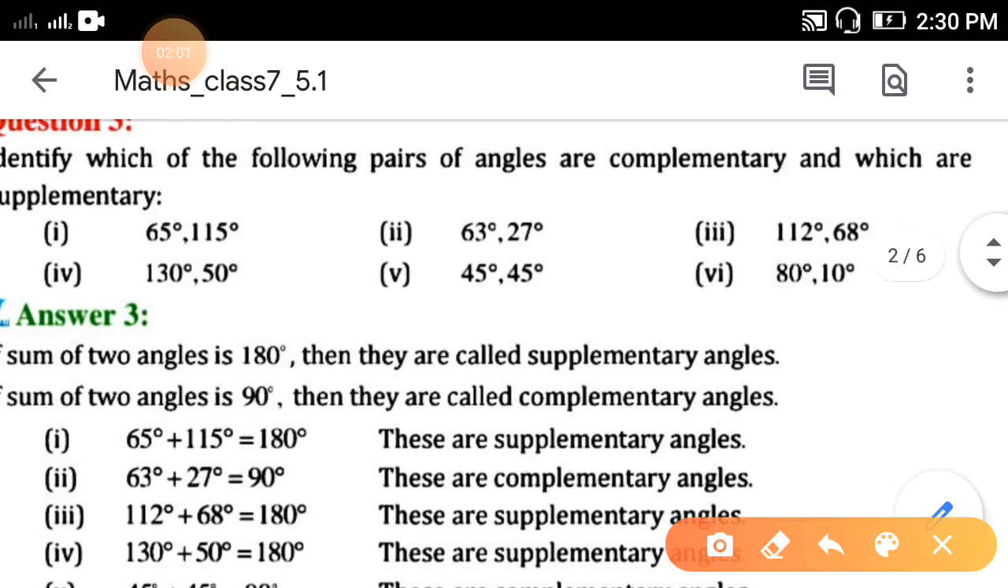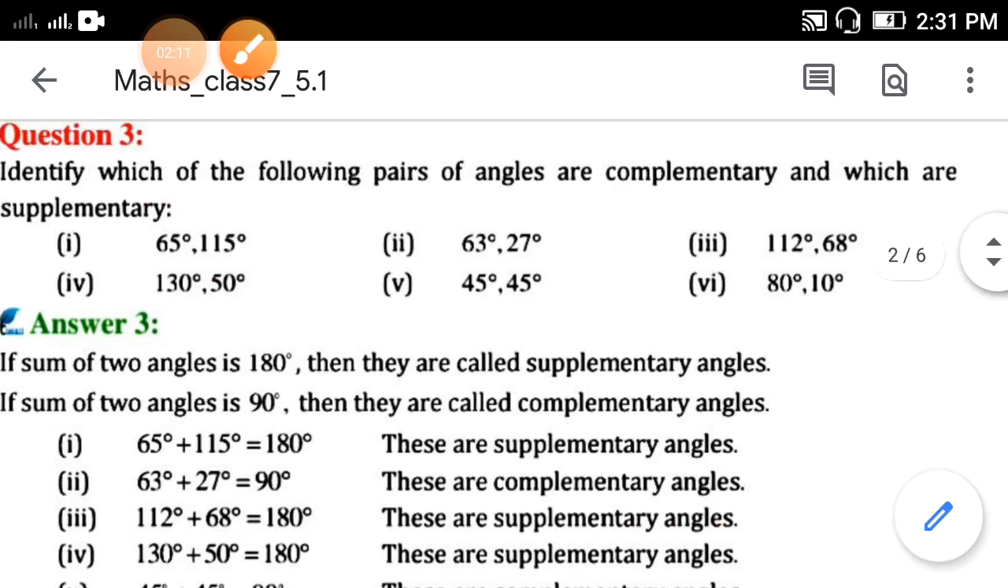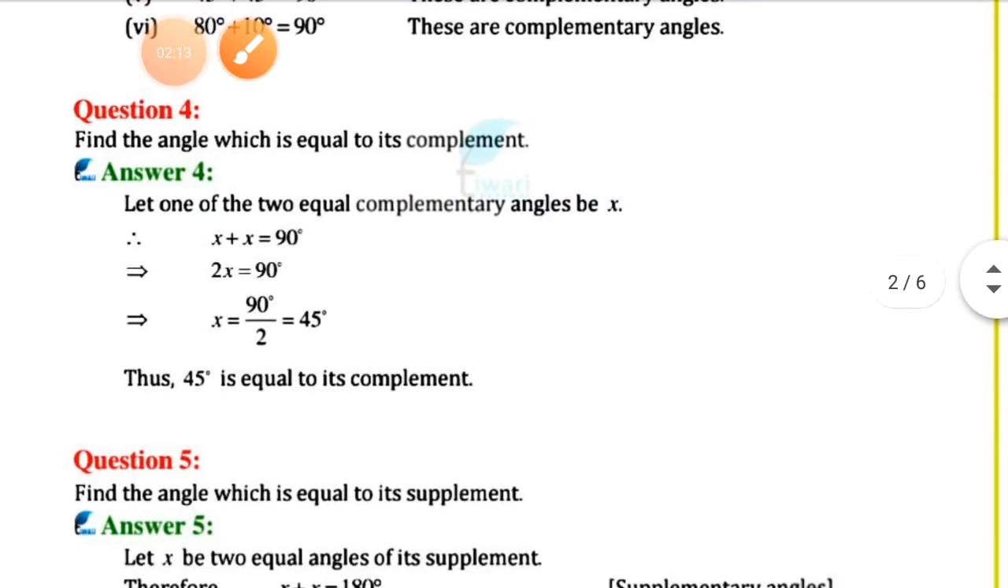So what you have to do, two angles are given, you have to add them up. If you are getting 90 degrees, then it is complementary, and if you are getting 180 degrees, then it's supplementary angles. Question number 4. Find the angle which is equal to its complement. Complement, again, so it is 90 degrees.